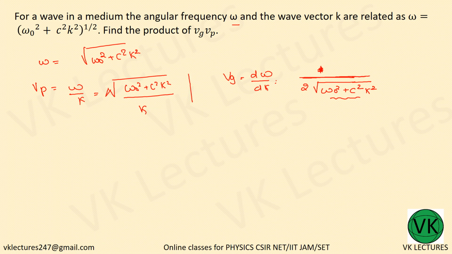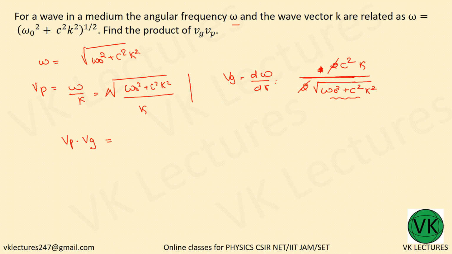So this is with respect to k, so I can write 2. Sir, is it c square? 2c square k, yes. Yes, I got it, sir. Yeah, fine. So 2c square k is the answer. Now we need to find out Vp dot Vg, right? Vp into Vg. You can also cancel out these two k's.